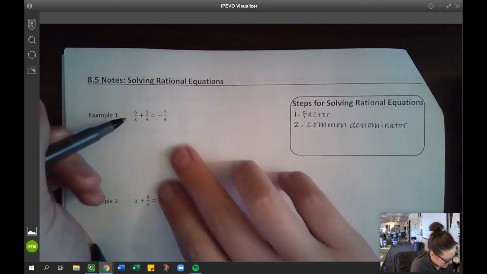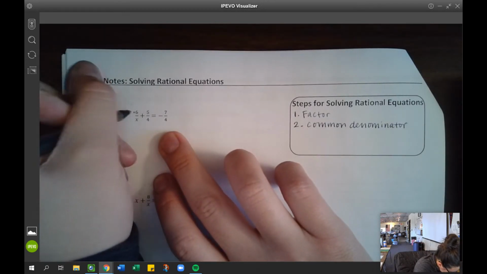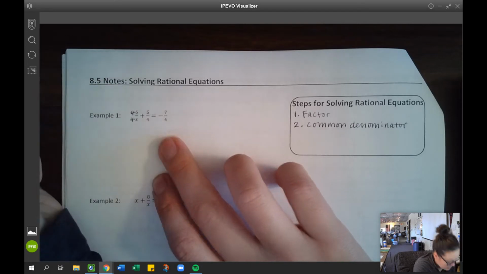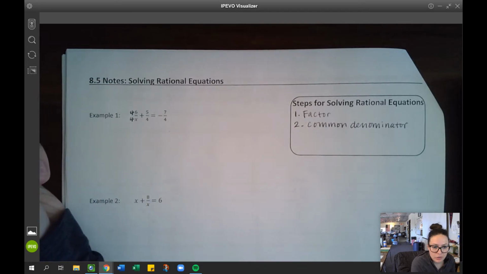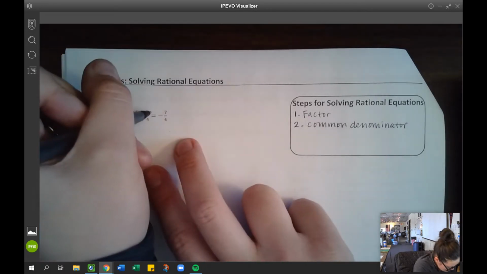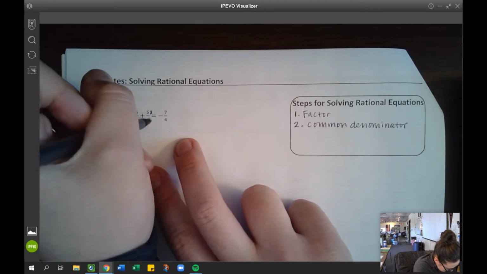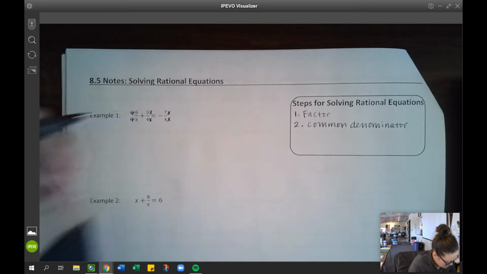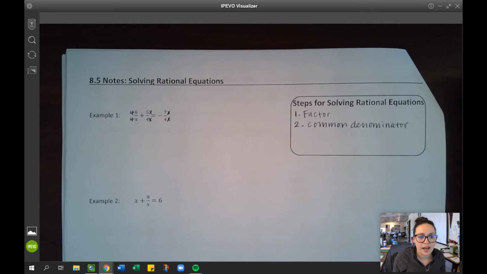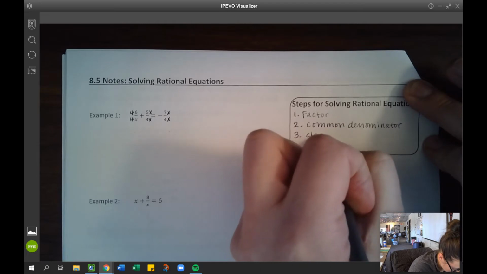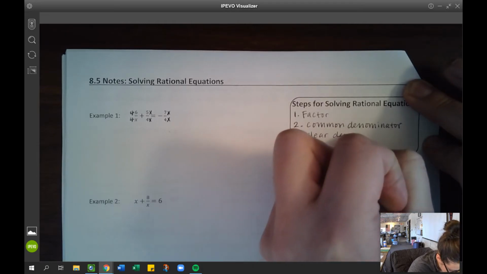So what I'm going to do is multiply this first fraction by 4 over 4 to make it 4x. And then I'm going to multiply these ones by x over x. So now all of my fractions have a denominator of 4x. Step 3 is to clear the denominator.